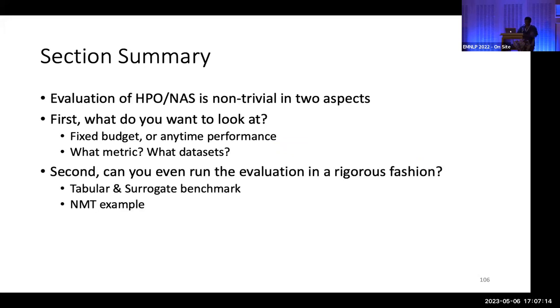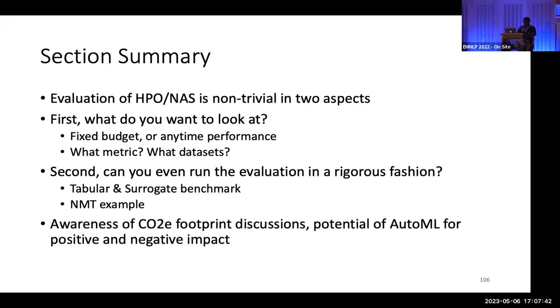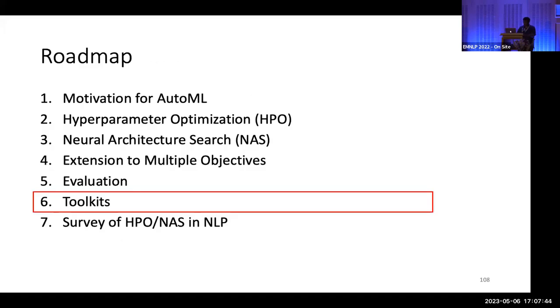Okay, all right, so to summarize this section, evaluation is very difficult. First, if you want to evaluate, you just think about what do you care about most? Do you care about the fixed budget case, or do you care about the more general case? And what metrics, what data sets do you care about? And second, if you want to do a really rigorous evaluation, I would suggest doing some kind of tabular example if you can afford it.